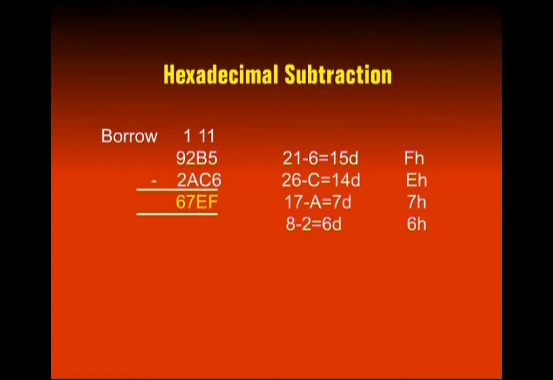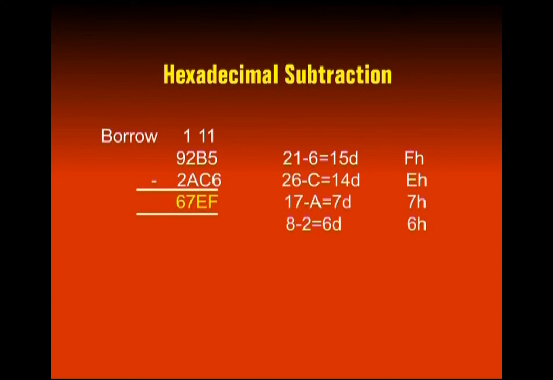Borrowing a 1 in the decimal number system means borrowing a 10. Borrowing a 1 in the binary number system means borrowing a 2. So now, if you borrow a 1, the result is 16 plus 5, which is 21. So you subtract 6 from 21, which results in 15 decimal. 15 decimal is equal to F in hexadecimal. So the answer of subtracting 6 from 5 results in F.